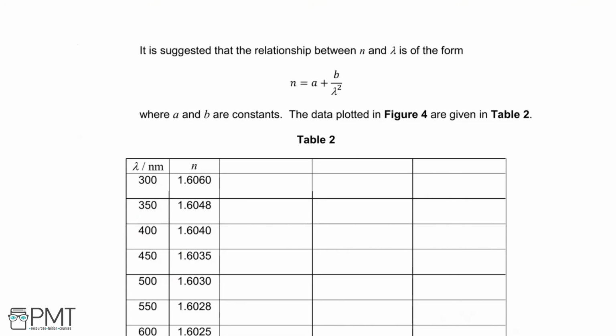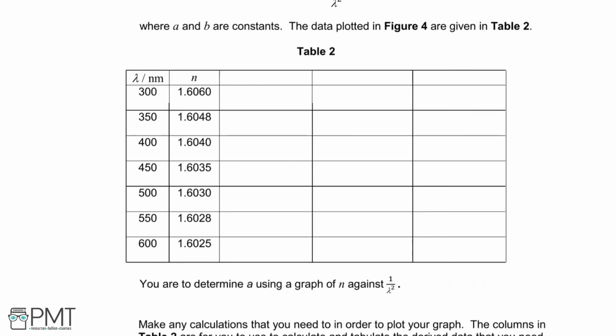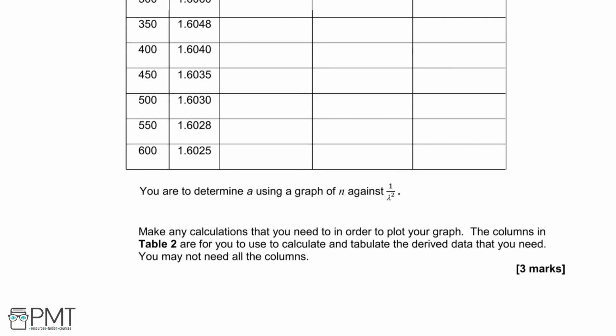It is suggested that the relationship between n and lambda is of the form n equals a plus b divided by lambda squared, where a and b are constants. The data plotted in figure 4 are given in table 2. Now we've got a table here with 3 blank columns. We might not need to use all of those, as the question says later on, but it's going to come in handy very shortly, and we've got values of lambda and values of n. You are to determine a using a graph of n against 1 divided by lambda squared. Make any calculations that you need to in order to plot your graph. The columns in table 2 are for you to use to calculate and tabulate the derived data that you need. You may not need all the columns.